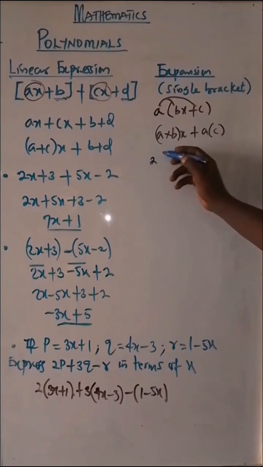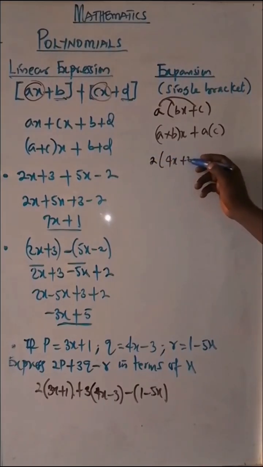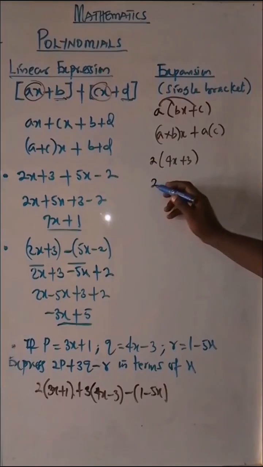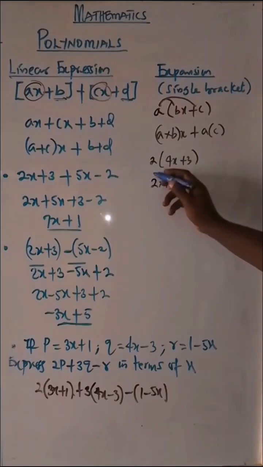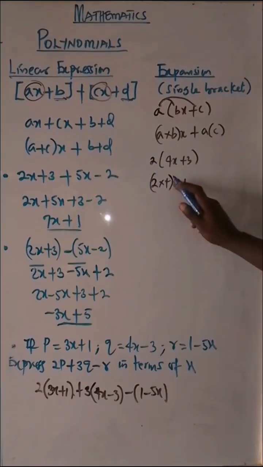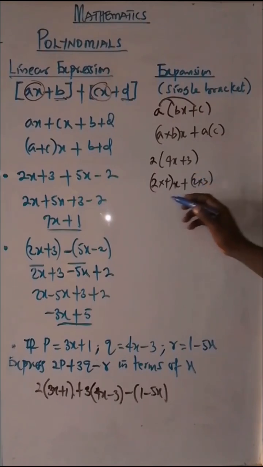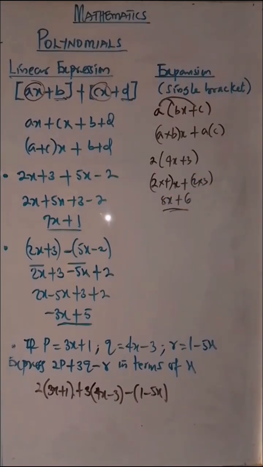E.g., suppose I have 2 into 4x plus 3. So I'll do 2 times 4, that is 8. Then write that as 2 times 4x. Then the sum we have here is plus 2 times 3. 2 times 4 is 8x plus 6. That's the answer. Coming straight or directly, 2 times 4, 8x. 2 times 3, 6.